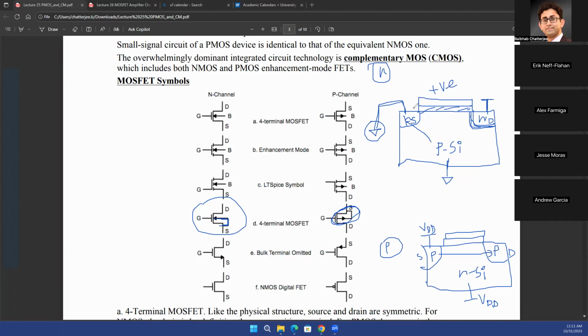Why? Because whichever terminal you connect to the ground, that becomes your source. You could have chosen the right side to be connected to the ground. There's no obligation that I have to connect the left side terminal to the ground. Whichever terminal you connect to the ground becomes the source for the NMOS. Whichever terminal you connect to the VDD becomes the source for the PMOS.